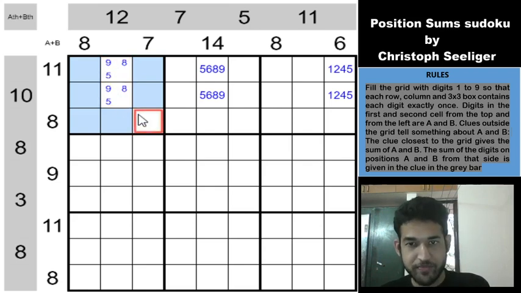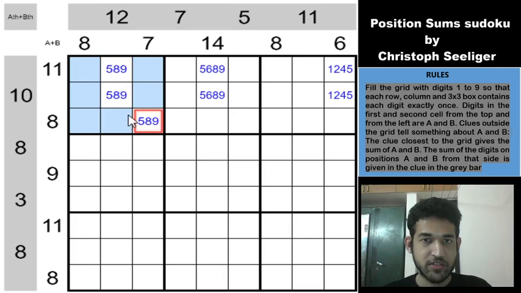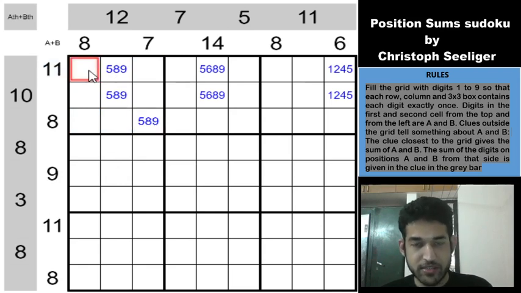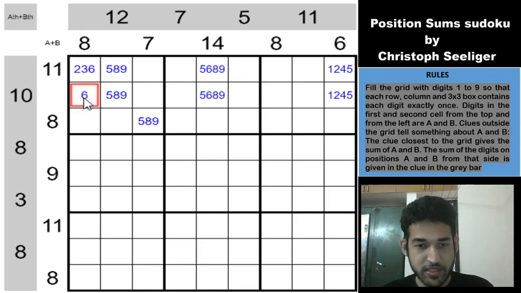So we may make 5, 8, 9, and this will also be 5, 8 and 9. So I'll remove the highlighting. Okay. So now we know that 11 must be either 5 plus 6, 8 plus 3 or 9 plus 2. And correspondingly 8 must be 2 plus 6, 3 plus 5 or 6 plus 2.